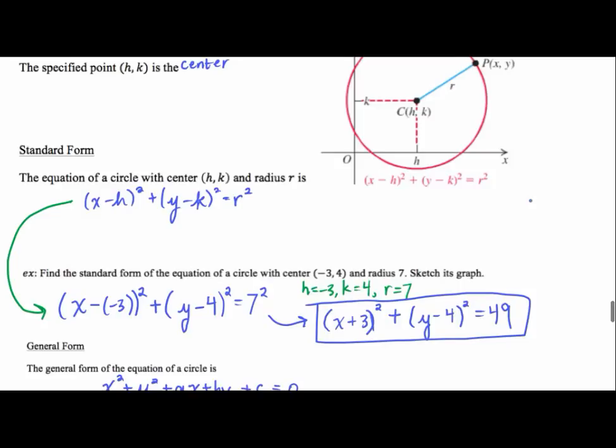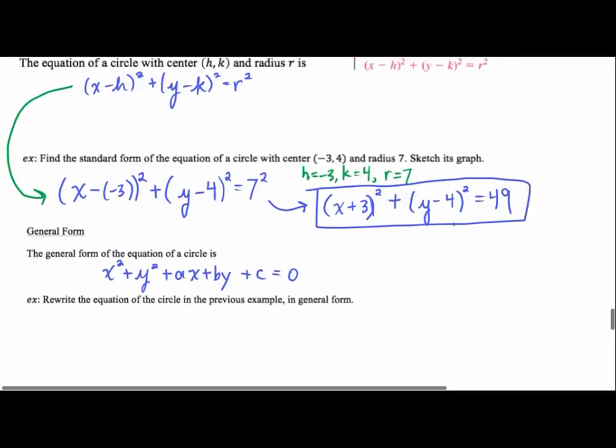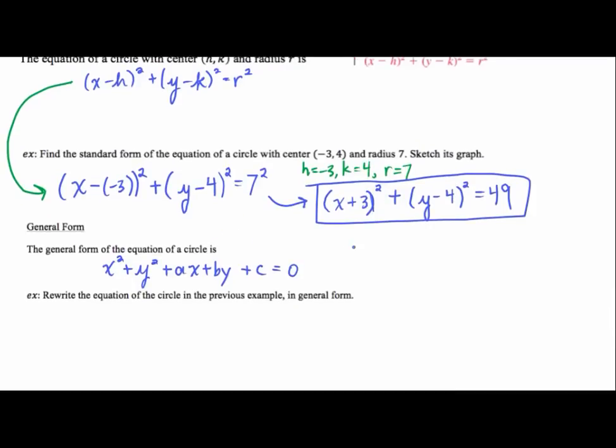Sometimes you might see an equation of a circle that's not in standard form. It's in what's called general form. It looks like this. It's basically everything expanded and multiplied out, and one side equals 0. That's called the general form. If you have the standard form, it's pretty straightforward to put it in general form because you just FOIL all this out, combine like terms, and simplify, putting it all on one side. So let's do that first. Let's convert what we just found.